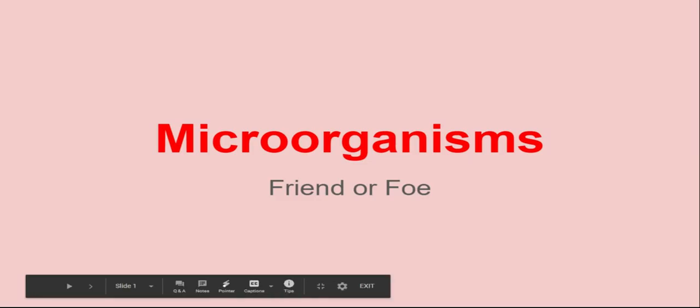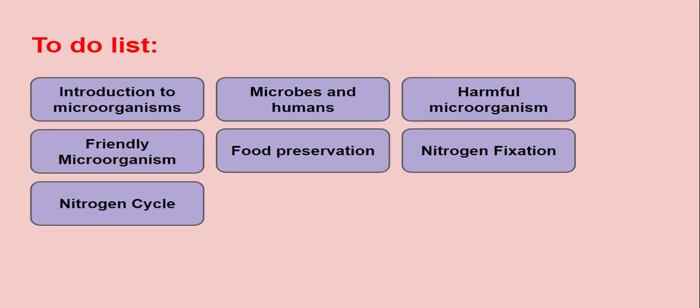So let's look at the session plan, whatever we are going to do. The to-do list includes introduction to microorganisms, microbes in humans, harmful microorganisms, friendly microorganisms, food preservation, nitrogen fixation, and nitrogen cycle. So this is going to consist of 3 to 4 sessions as we have to keep the videos crisp and short for you and maintain your interest.